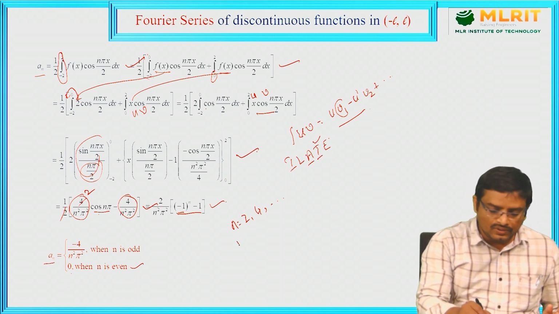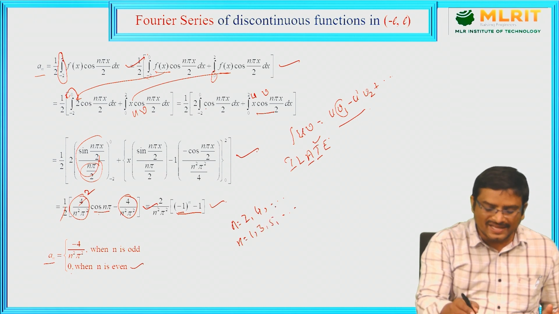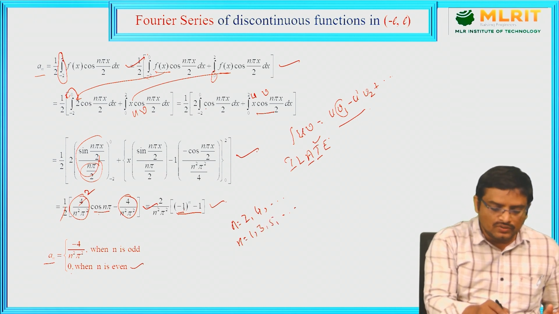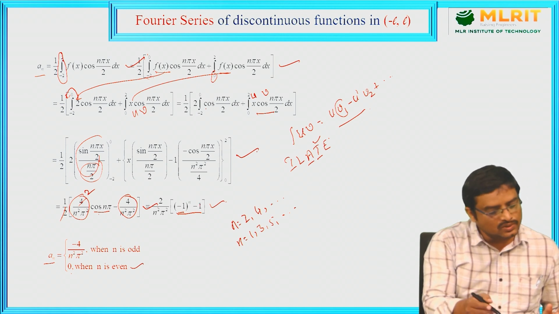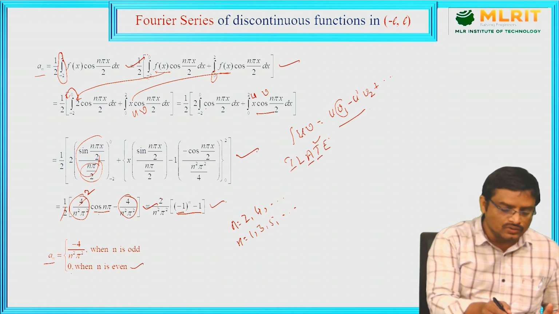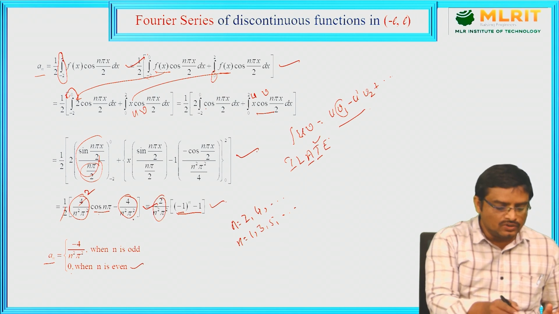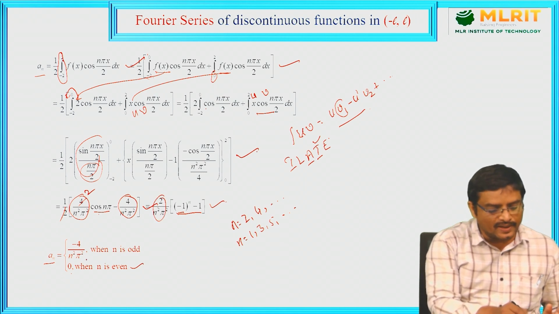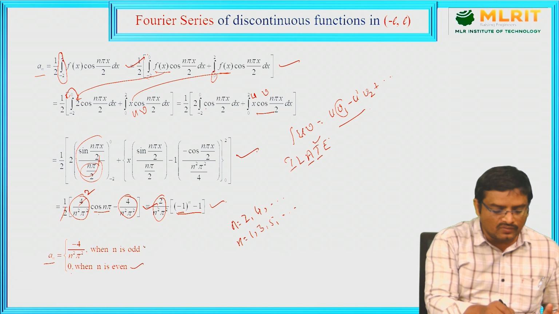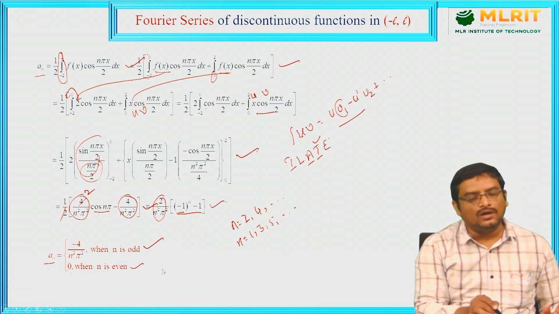And similarly, you take n as odd values: 1, 3, 5 and so on. You can take any value here. So you will get minus 1 whole cube, which is minus 1, and minus 1 minus 1 gives minus 2, and minus 2 into this constant term. So you will get minus 4 by n square pi square. This is the value whenever we consider n as an odd value here.